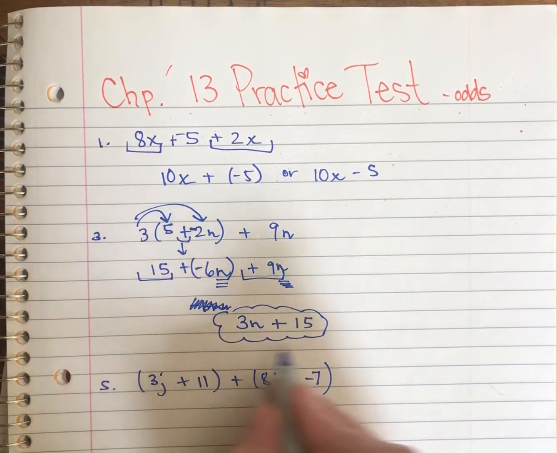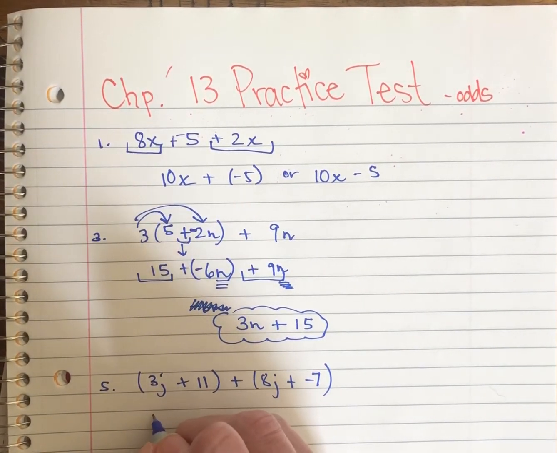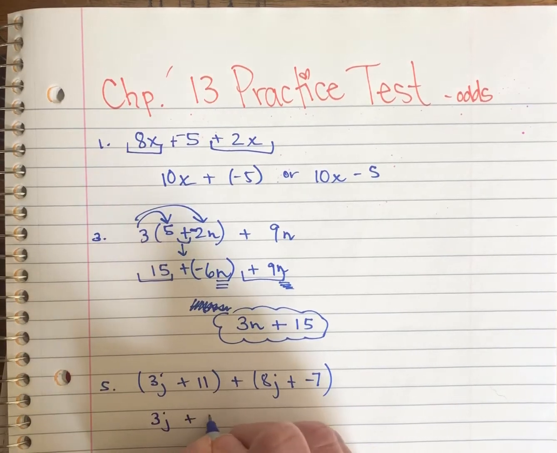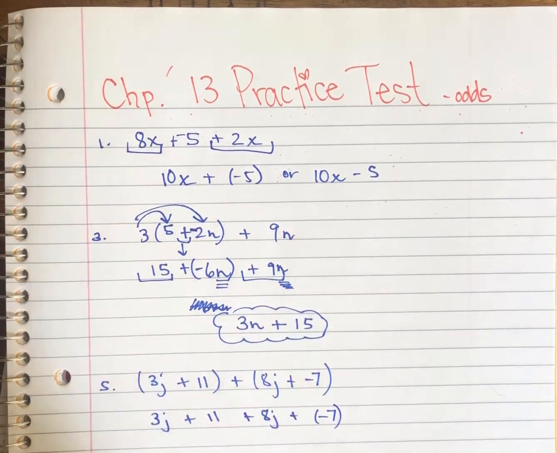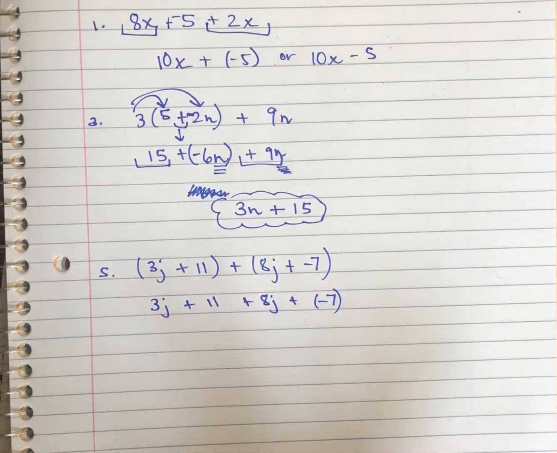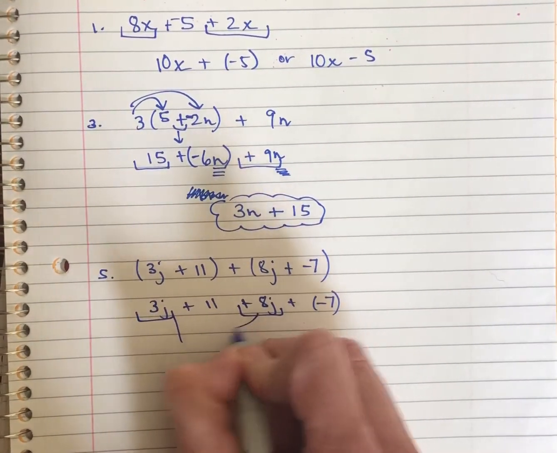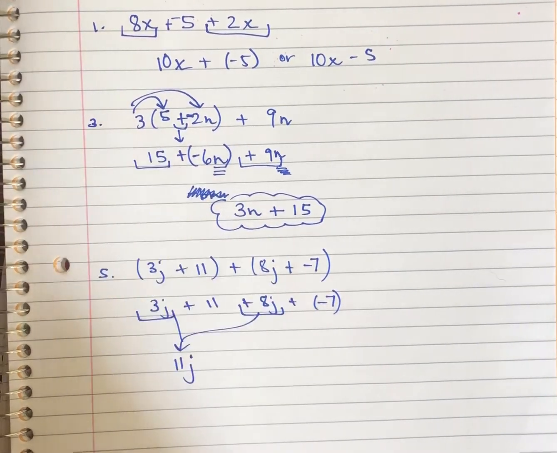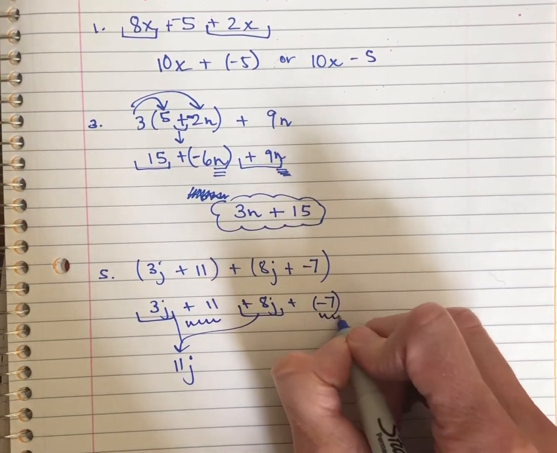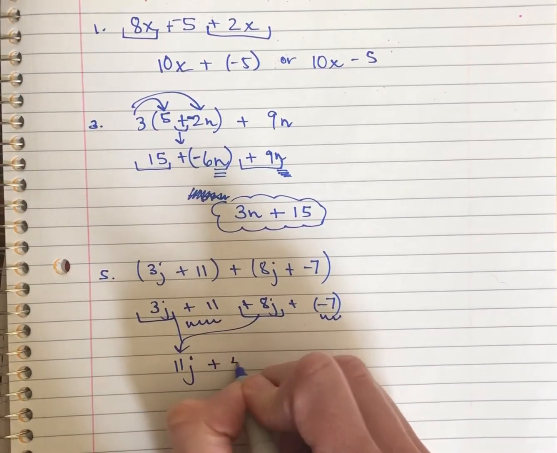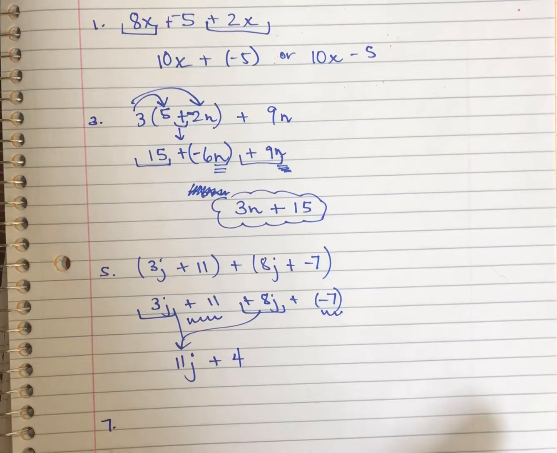And now I don't need any parentheses because it's all addition and I can add in any order. So you can rewrite it without parentheses if that helps. You don't have to, but here's what it would look like. Okay, then we can look for our like terms. I have 3j, I have 8j, which means I have a total of 11j. If we look at our constants, I have 11, I owe 7, which means I still have 4. So 11j plus 4.